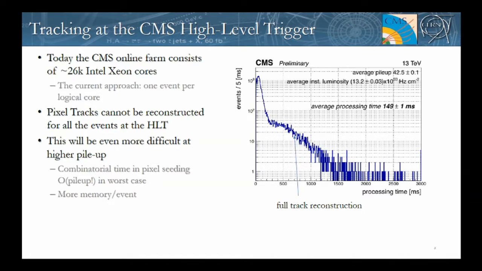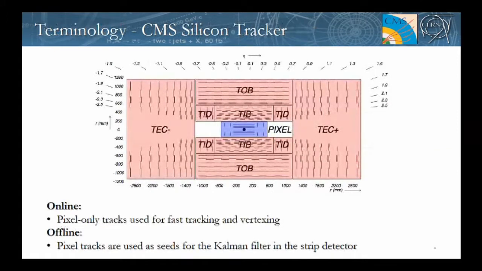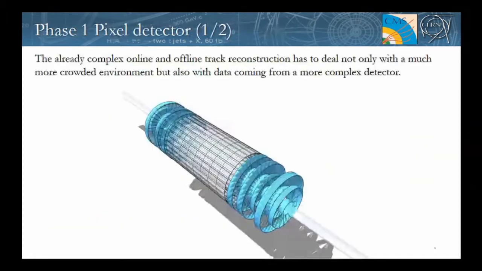So this means also that pixel tracks, which we use as a seed, cannot be evaluated for every event at the HLT. Just to give you an idea, this is the old CMS tracker, but what we are focusing on is the innermost part, the pixel detector, which is used online for pixel-only tracks for fast vertexing and tracking. Instead, offline, they are used as a seed, and then a Kalman filter is used for creating the tracks in the outer tracker.